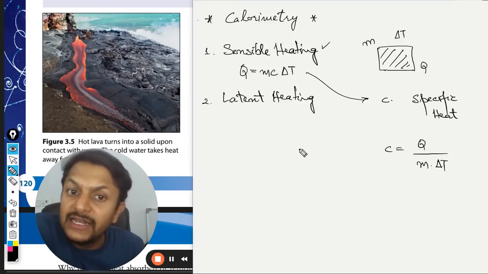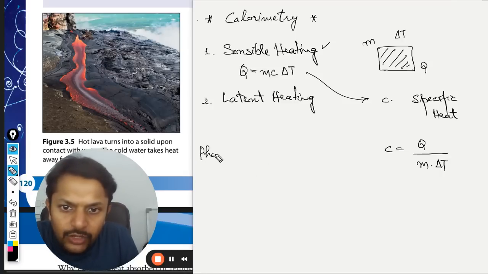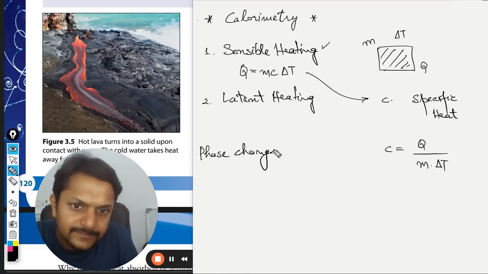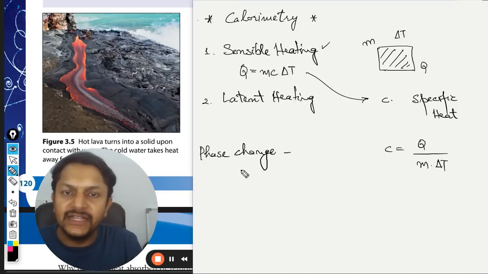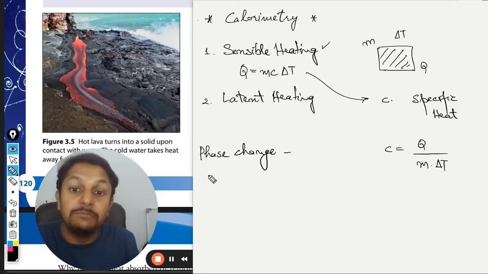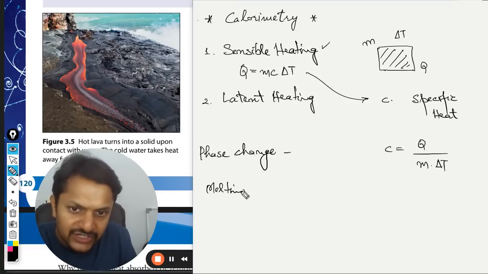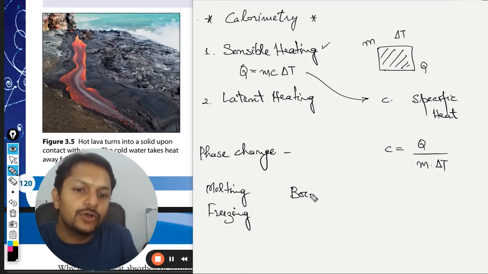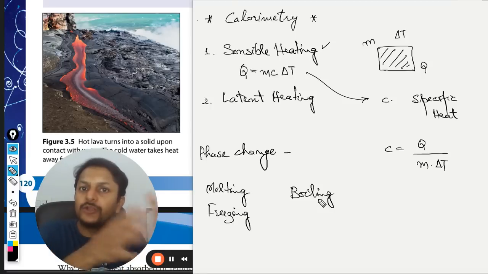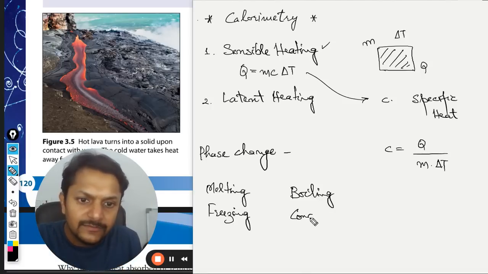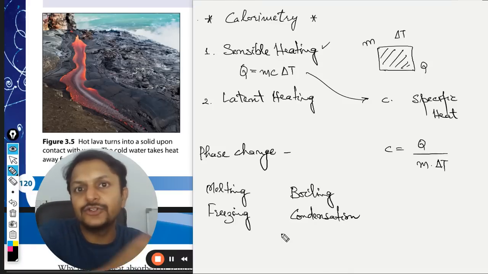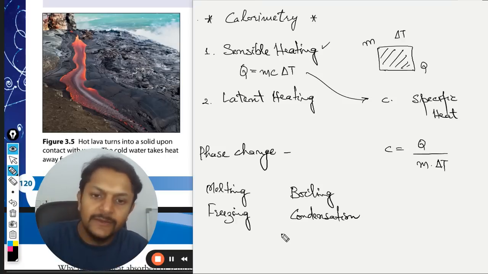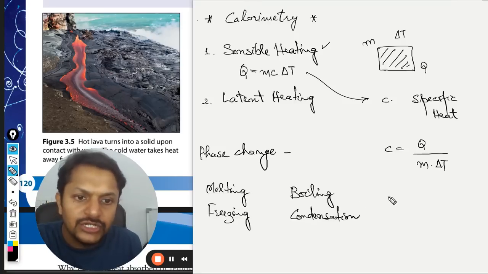Another type of heating is called latent heat. Latent heat involves a phase change. You already know how many phases there are: solid, liquid, and gas. When we are heating it, it should melt. So there is a phase change named melting, and then there is freezing, the reverse process. Then there is boiling, in which you are changing from liquid to gas, and then there is condensation, which is when you are changing the phase from gas to liquid.